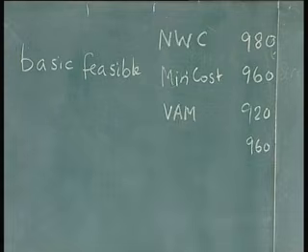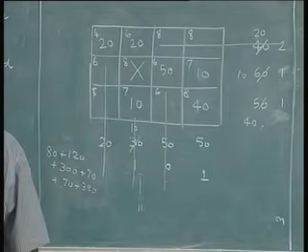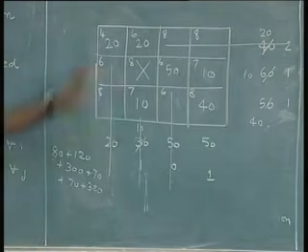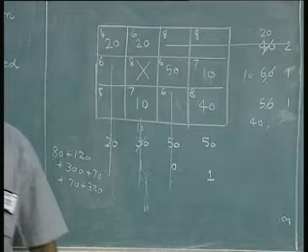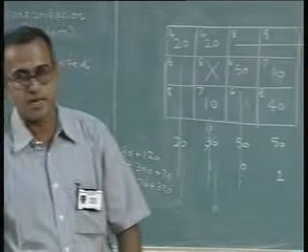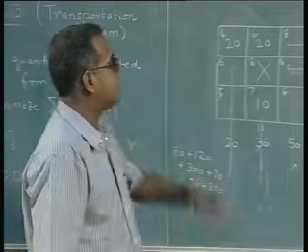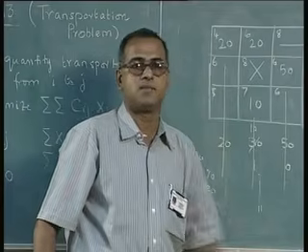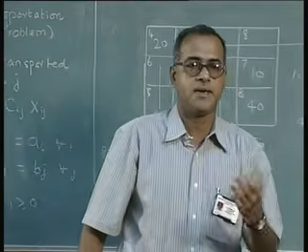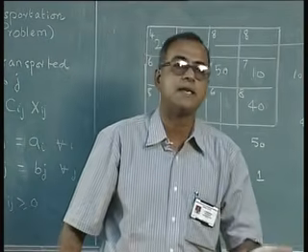If the solution is obtained by any other method other than these three, or by any arbitrary method, then the first thing we need to do is to check the number of allocations. If the number of allocations exceeds m plus n minus 1, then there is definitely a loop, and that loop has to be broken. And even if the total allocation is exactly m plus n minus 1, we still need to check whether there is a hidden loop, and by breaking that loop we will end up with fewer than m plus n minus 1 and a degenerate solution.